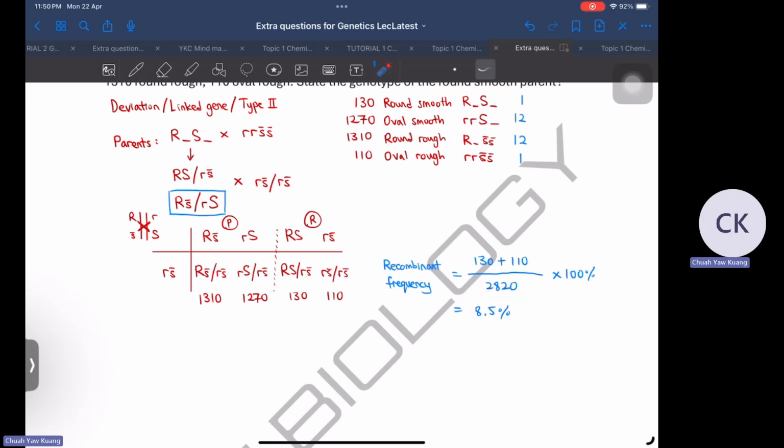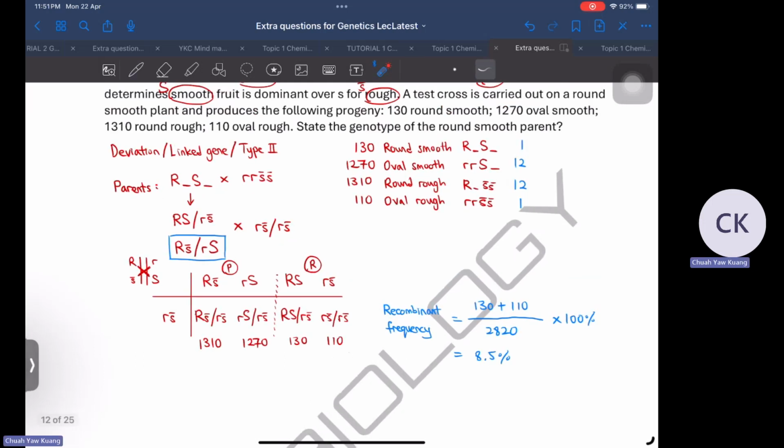It is less than 50%. That means we can now confirm that the R gene and S gene are linked genes. So if they are linked genes, when we write the genotype for this parent, because the question is asking for the genotype of the round smooth parent here, the test cross is carried out on the round smooth parent, right? So what is the genotype of this round smooth parent?